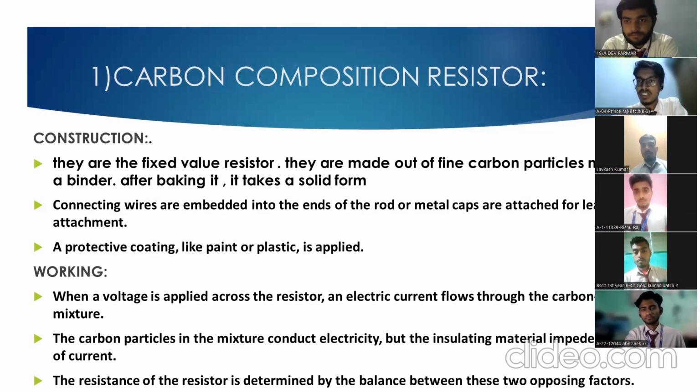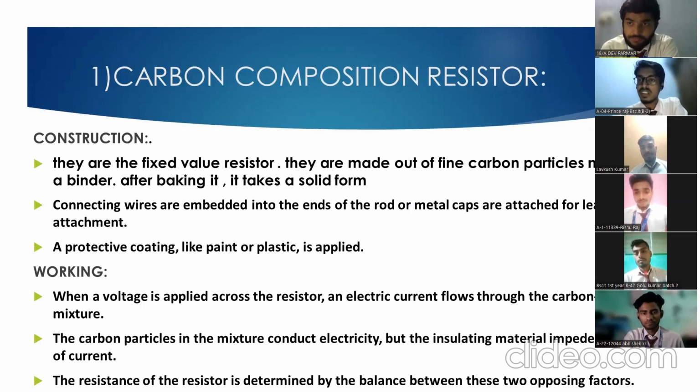So the carbon composition resistor is a resistor which is made up of a binder material. The binder is made up of insulating and conducting material, in which some insulating material and some conducting material like graphite or etc. has been used to make it. So it has been constructed. Let us move to the construction.